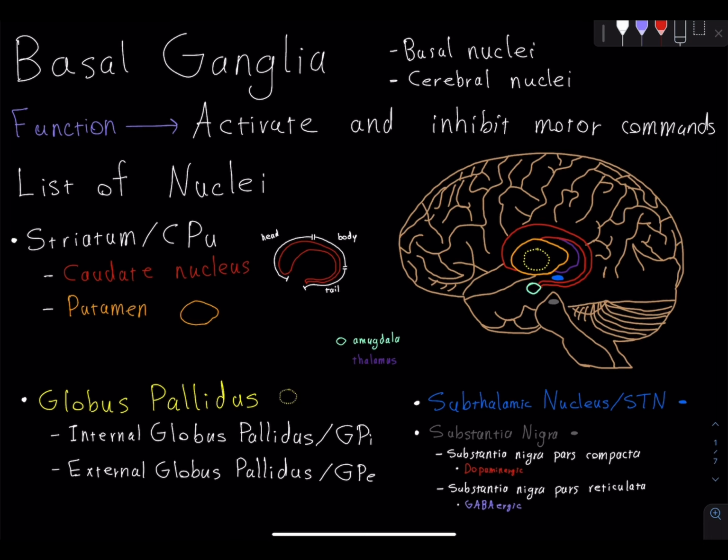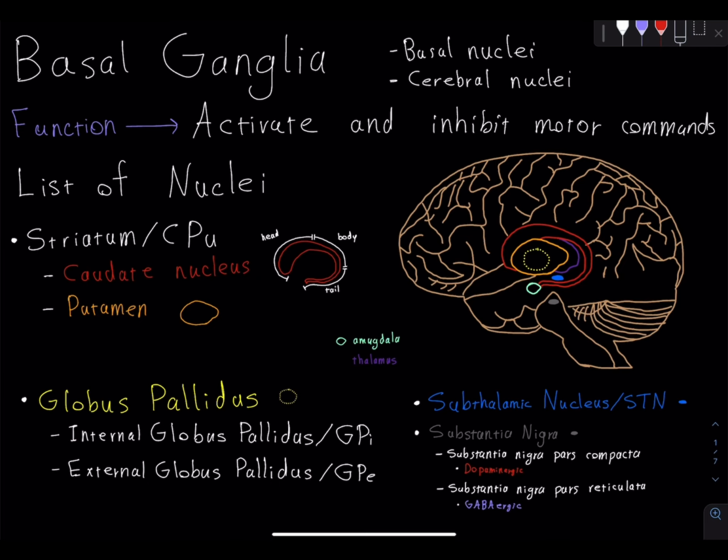The basal ganglia are sometimes called the basal nuclei or the cerebral nuclei. They're a group of gray matter structures in the subcortical regions that are going to be involved in the activation and inhibition of motor commands. They're mostly going to communicate through unmyelinated fibers, and they're mostly going to be nuclei, meaning that they're collections of nerve cell bodies. So they're going to be gray matter, or seen as gray matter.